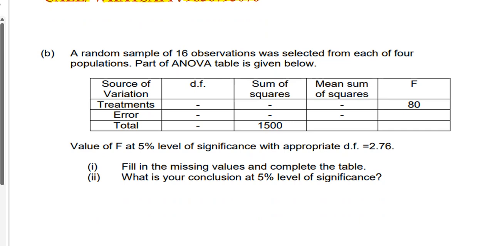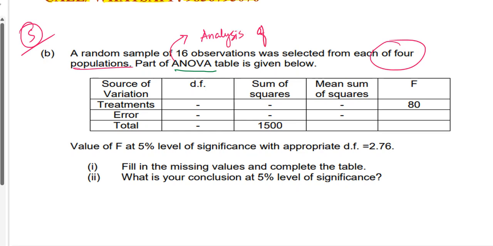So let's start with question number 5b. What is said in question number 5b? A random sample of 16 observations was selected from each of 4 populations, part of the ANOVA table. What is the meaning of ANOVA table? ANOVA means Analysis of Variance.